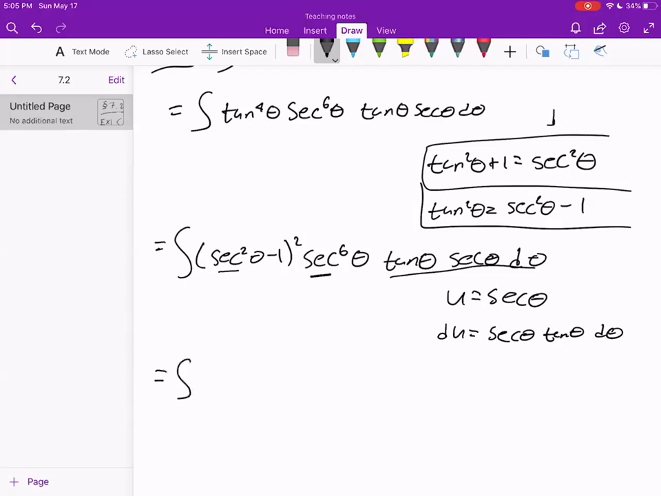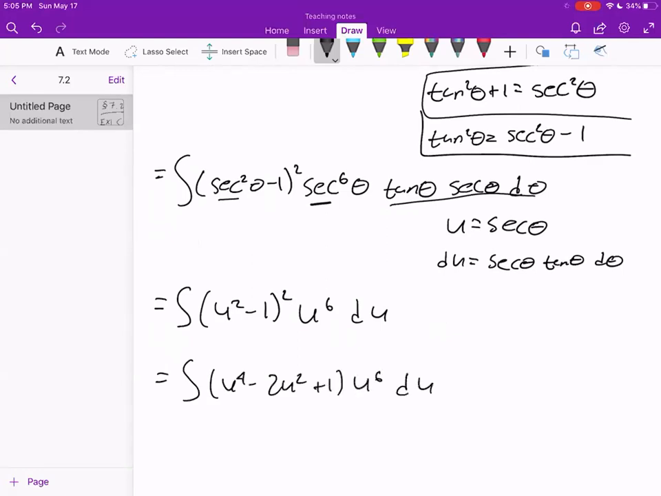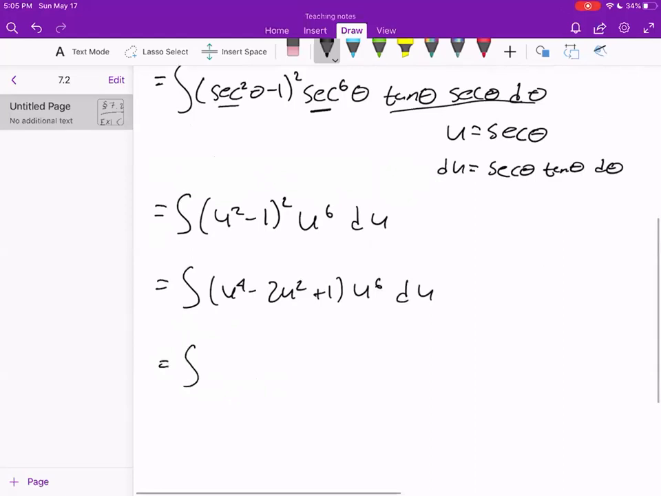So this is going to be equal to the integral of u squared minus 1 squared, u to the 6th, and then tan theta secant theta d theta is just du. Just keep going. This is the integral of u to the 4th minus 2u squared plus 1, times u to the 6th, du. So u to the 10th minus 2u to the 8th plus u to the 6th du.